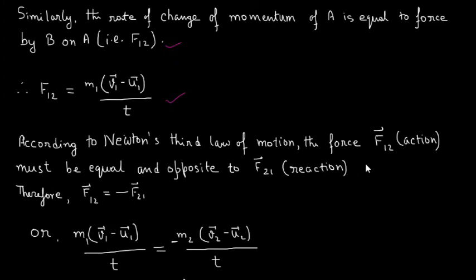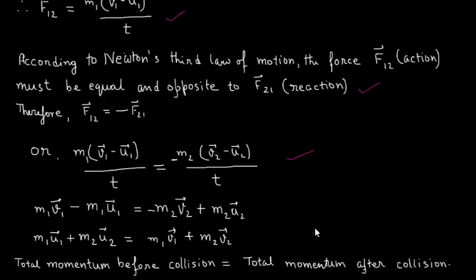According to Newton's third law of motion, the action force F12 must be equal and opposite to the reaction F21. Therefore, F12 is equal to minus F21, which gives m1 (v1 minus u1) upon T is equal to minus m2 (v2 minus u2) upon T. Therefore, we can say that m1 v1 minus m1 u1 is equal to minus m2 v2 plus m2 u2. Total momentum before collision is equal to total momentum after collision.